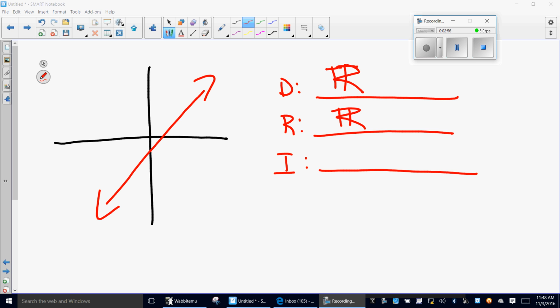So what they're wanting to know, I want you to just follow with me here. As I start at the left side of this function, as I move to the right, where is it increasing? And as I start at the left and move to the right, where is it decreasing? And here's the thing. If the function is going up, it's increasing. And if it's going down, it's decreasing.